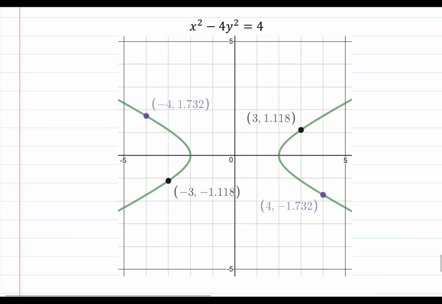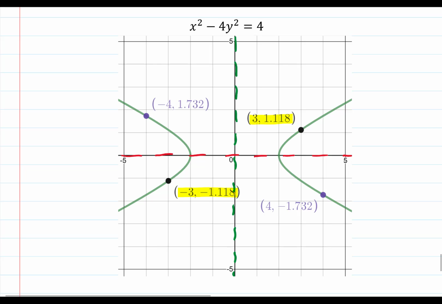What we can see is that the x-axis is a line of symmetry because it does cut the graph into equal halves, and we can also see that the y-axis is a line of symmetry, which means that the graph is symmetric with respect to the x-axis and also the y-axis. Now what I've done here is highlighted a few points to demonstrate the symmetry with respect to the origin. So what we see is that we have 3, 1.118 on the graph, and we also have negative 3, negative 1.118 on the graph.